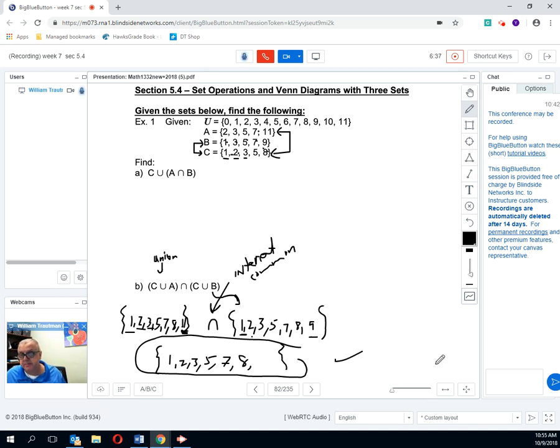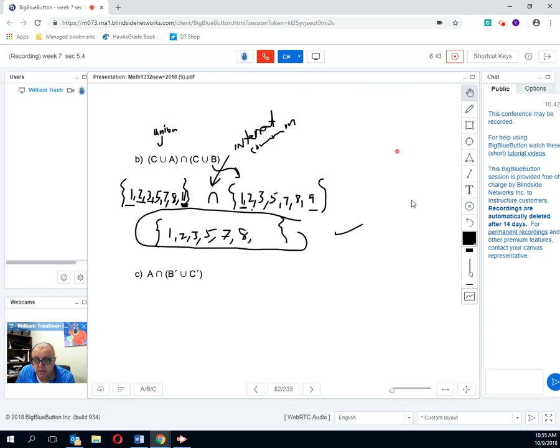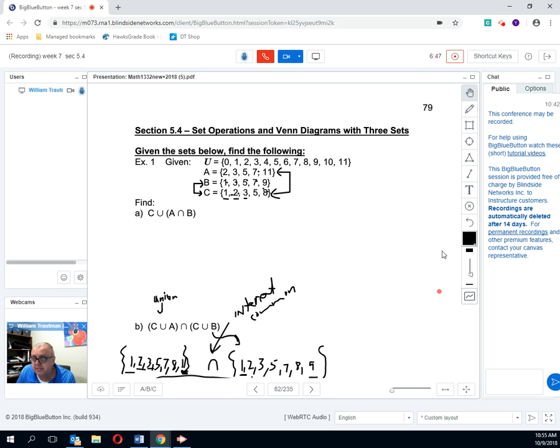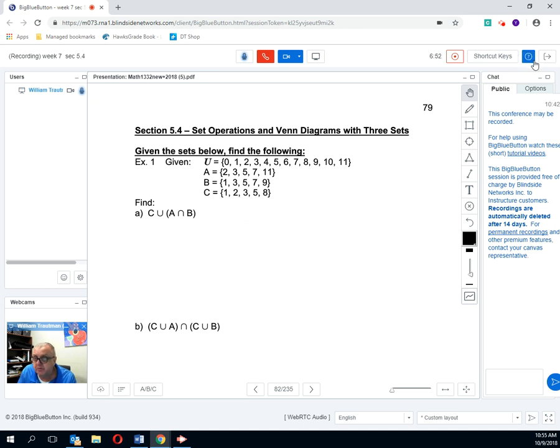All right. And on this page, there's actually one more problem. I'm going to bring it up. A intersect B not. So I'm going to go ahead and clear all this out, and I'm going to rewrite the problem.